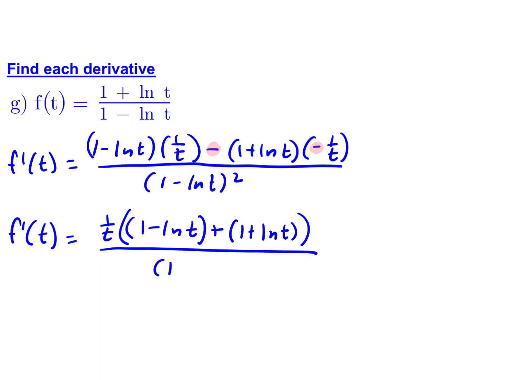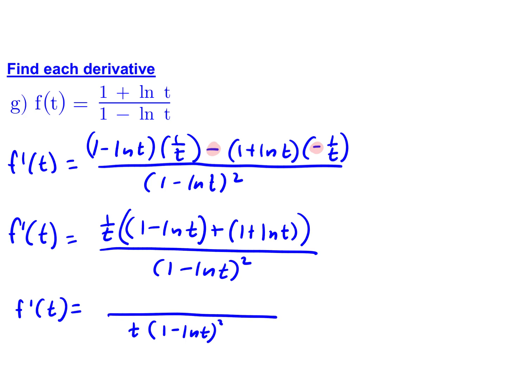1 minus natural log of t quantity squared. And so then what do I get here? I've got on top, actually now I'm going to throw the t down. I'm going to move this t down to the bottom. And then here I've got, it looks like 1 plus 1, and then the natural logs are going to cancel out. So again, t on the bottom, and I've got 1 minus natural log t quantity squared. That's all on the bottom. And then on top, all I have is a 2.